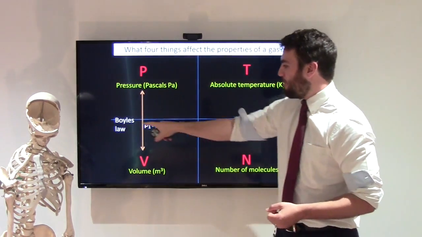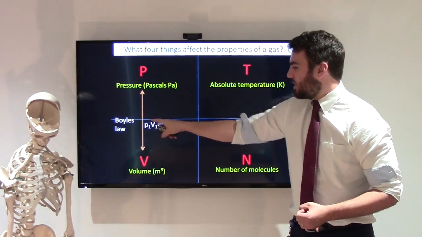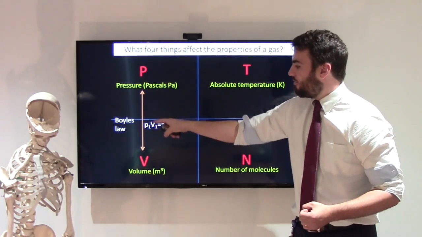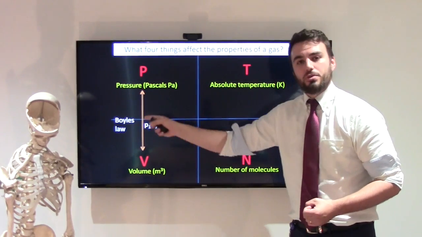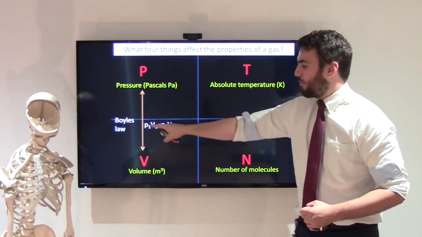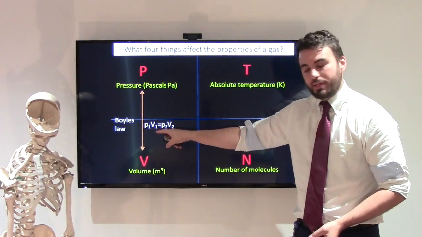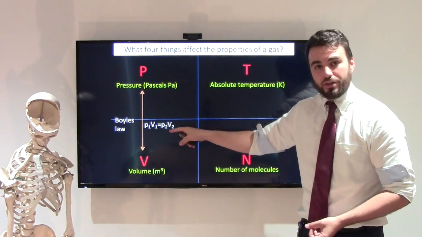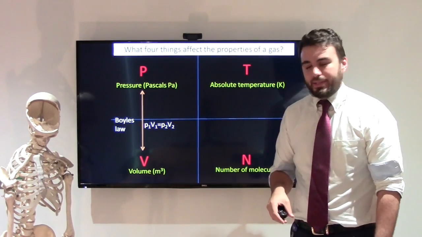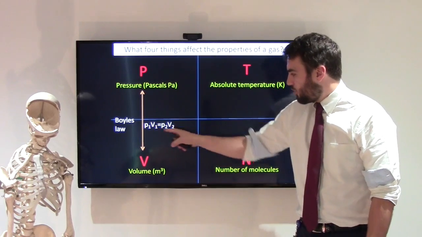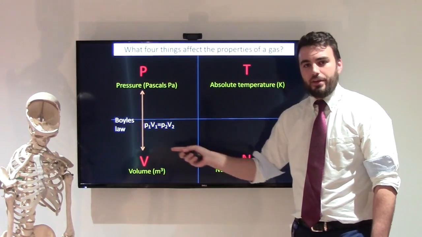Let's relate these two. Boyle's law says that if I increase the pressure, then the volume goes down. Or if I increase the volume, the pressure goes down. P1 V1, the pressure at some time times the volume at that time, equals P2 V2, the pressure at another time, maybe when I've squashed it or expanded it, times the volume at that time. Okay? If I know three of these, I can use this equation to find the other.